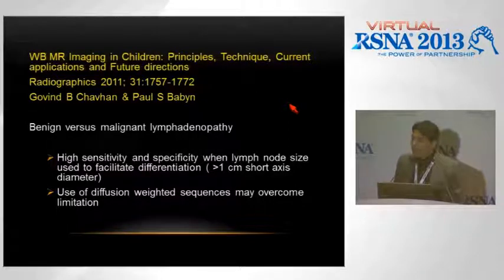What about benign versus malignant lymphadenopathy? That's always been a challenge in differentiating benign from malignant. And this paper found that there's a high sensitivity and specificity with lymph nodes when size is used to facilitate the differentiation. And more than 1 centimeter in short axis was what was used as the cutoff. And hopefully with diffusion-weighted imaging, we will overcome that barrier.